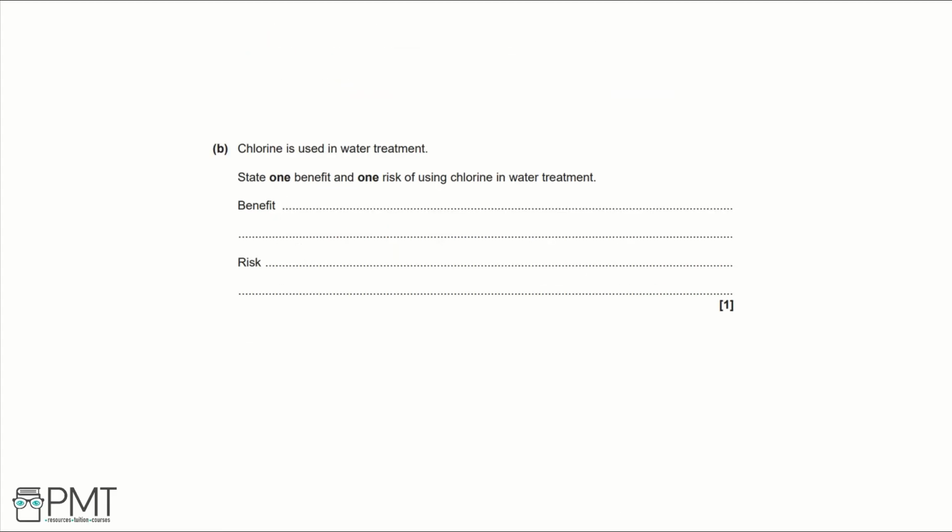Part B. Chlorine is used in water treatment. State 1 benefit and 1 risk of using chlorine in water treatment. So let's start with a benefit of chlorine. The benefit is that it's going to kill bacteria. But the risk is it's toxic or poisonous. So this is one risk. There are two more risks you could write for this question. The other risks are that you form chlorinated hydrocarbons, or you form carcinogens or toxic compounds.